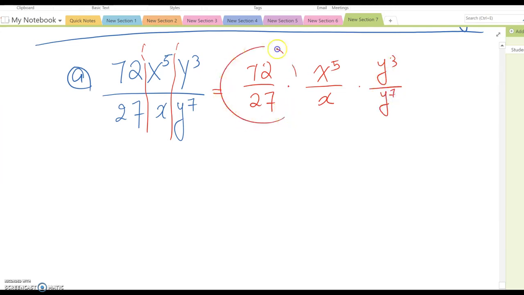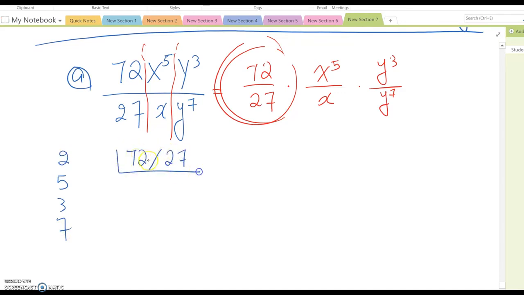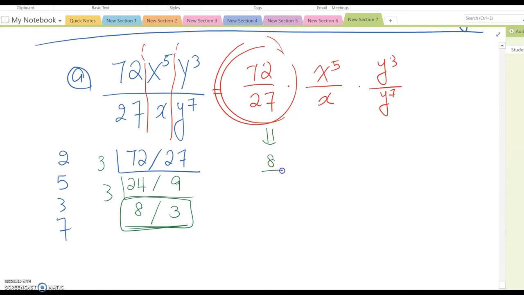In this case, you're still using common factors and then start reducing. What is the common factor between 72 and 27? It can be any factor, so I'm going to write here: you can try 2, 5, 3, 7. Yes, I can see you can apply 3. So 3, and then 24 and 9. You can do 3 one more time, so 8 and 3. We cannot do any more. So that's 8 over 3.